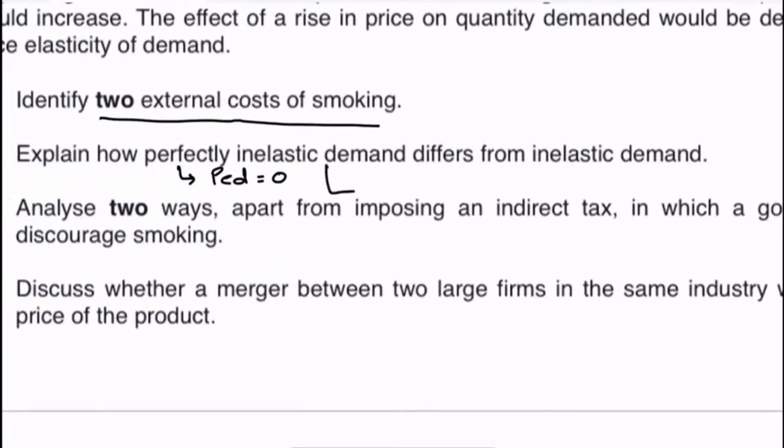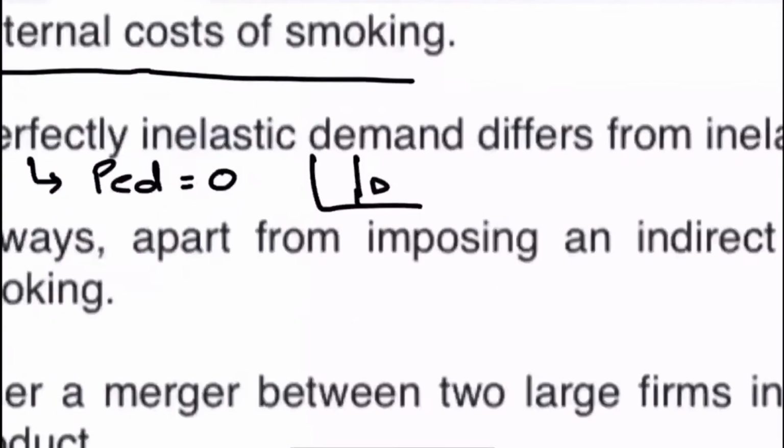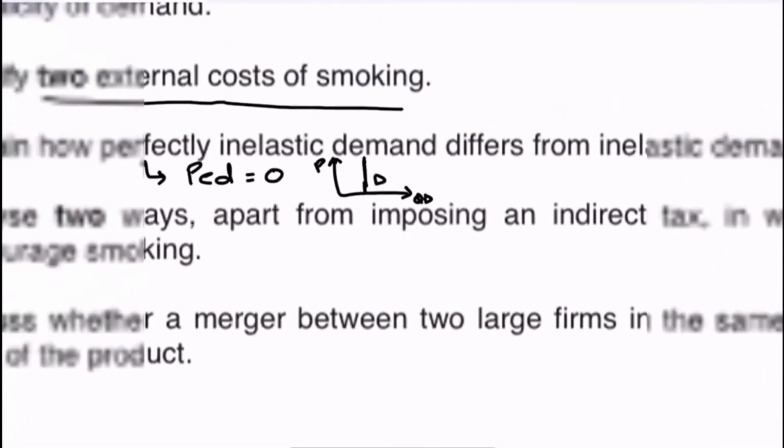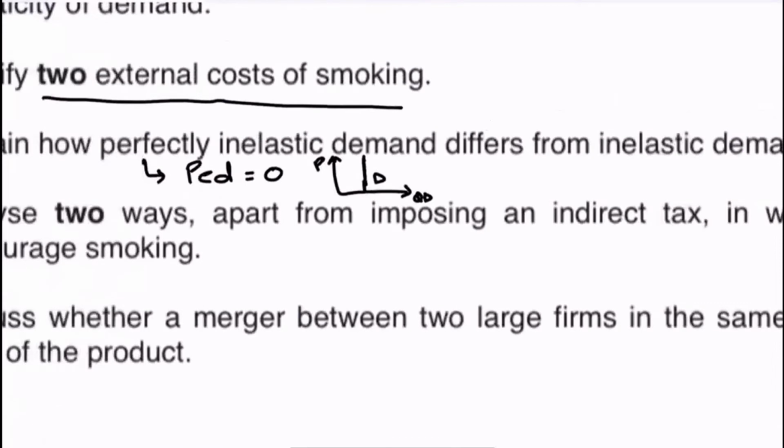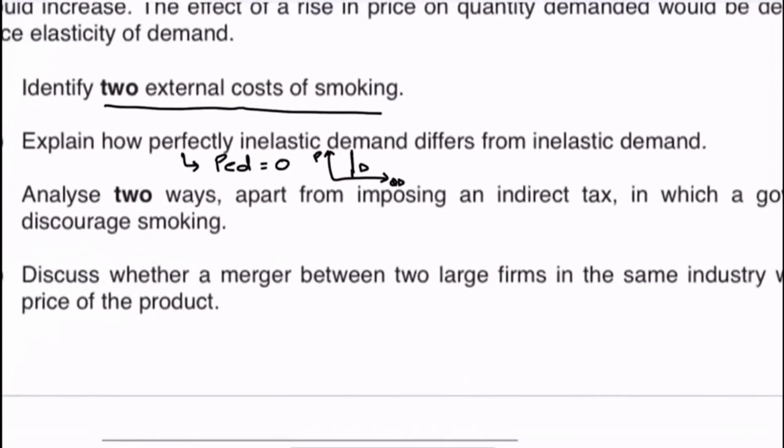And you'll just draw a diagram saying this is perfectly inelastic demand. That is, the demand curve is a vertical straight line, right? You label quantity demanded here, price on the y-axis, and that is what perfectly inelastic demand is. You can give examples such as life-saving drugs as an example of perfectly inelastic demand.